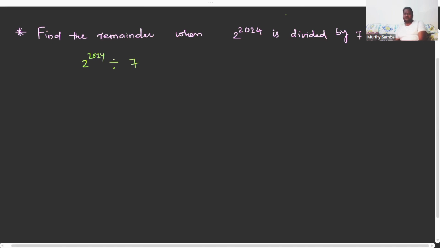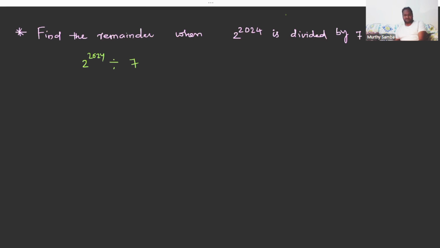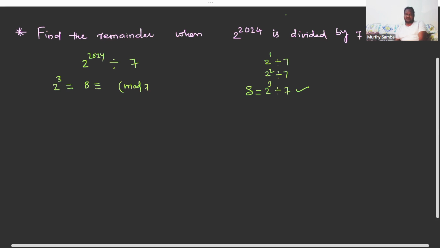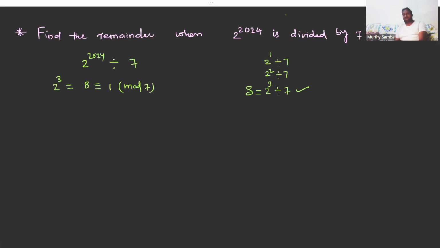First of all, 2 power 2024, we cannot directly divide by 7 with the help of our congruence modulo. But let's see, will you be able to divide 2 power 1 by 7? 2 power 1 is smaller than 7. Even 2 power 2 is smaller than 7. But 2 power 3 divided by 7: when you divide 2 power 3, which is equal to 8, you get the remainder 1. Let us use this information in order to find the remainder. Since we know 2 power 3, which is equal to 8, when divided by 7, the remainder is 1, isn't it?